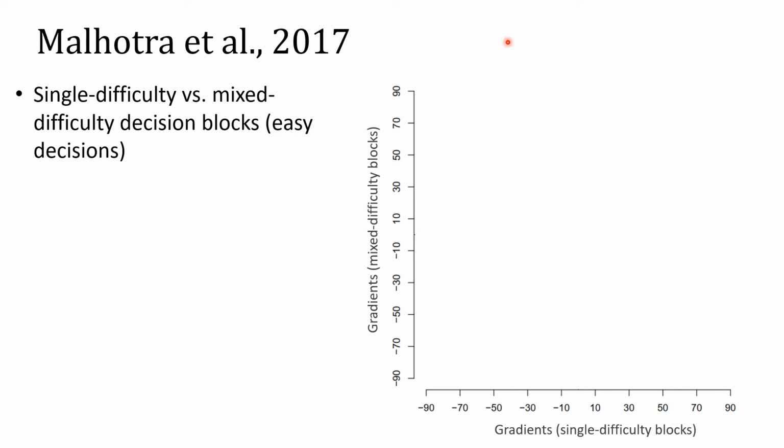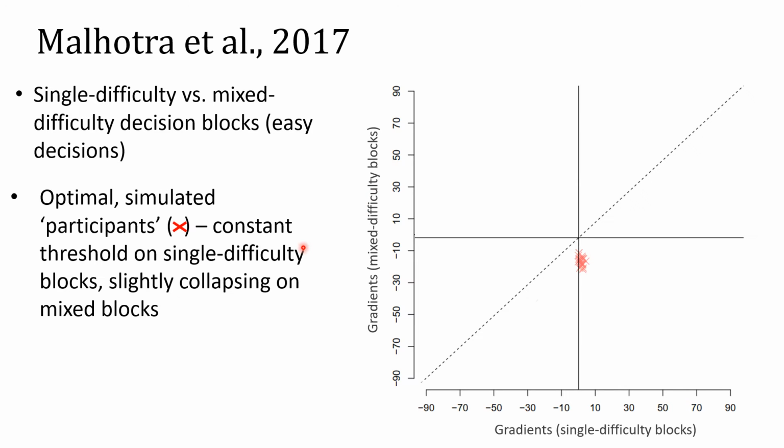In line with the optimality analyses mentioned before, the authors then simulated optimal decision-making agents, seen as red crosses here, to compute the optimal policy. You can see that the best strategies were to employ constant thresholds on the single difficulty easy blocks, and mildly collapsing thresholds on the mixed difficulty easy blocks, respectively. Participants' threshold gradients were then inferred and compared to these optimal agents.